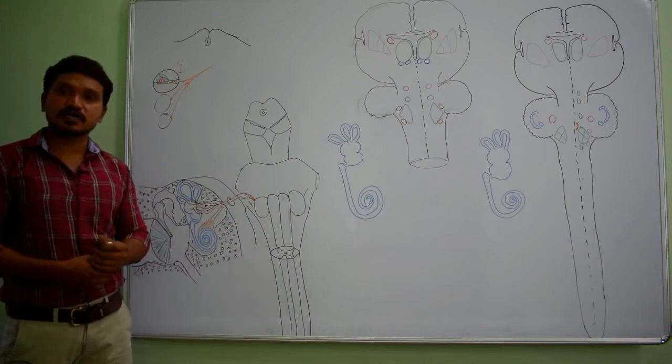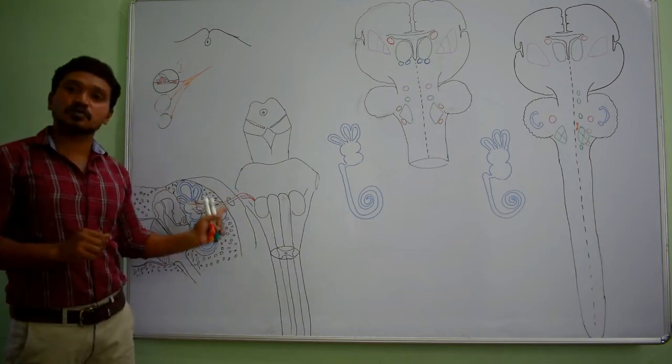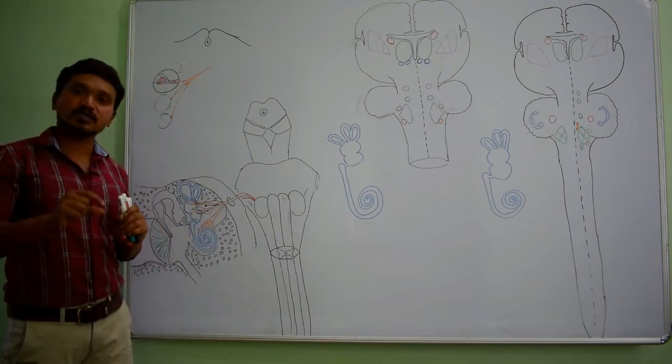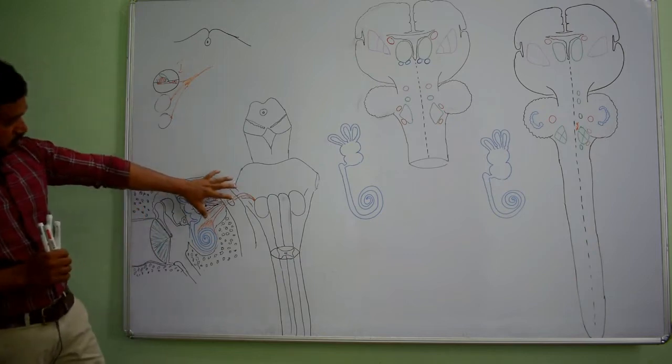Through the internal acoustic meatus, not only the 8th cranial nerve is passing, the 7th cranial nerve also passes through the internal acoustic meatus along with the labyrinthine artery. Is that clear? So that is about the gross part.